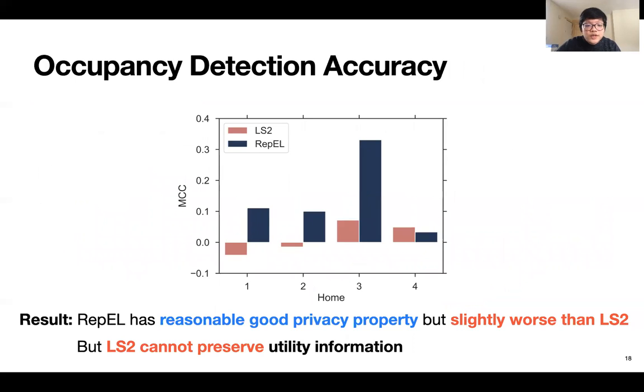We also compare occupancy detection accuracy on both RepEL and LS2. We use Matthews Correlation Coefficient or MCC to compare the performance, because MCC can provide a balanced measurement even when there is an imbalance in occupancy pattern. We can see that privacy varies from home to home. Both techniques have low MCC values, so both are doing well. Relatively, RepEL is slightly worse than LS2, but as we know, LS2 cannot preserve utility information.